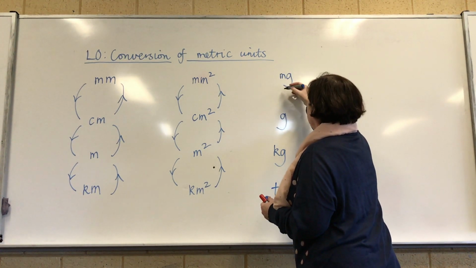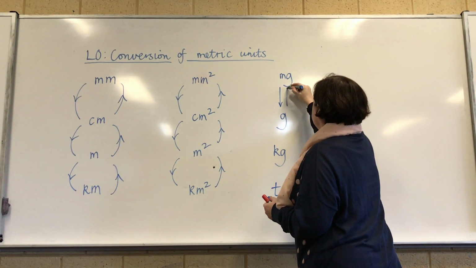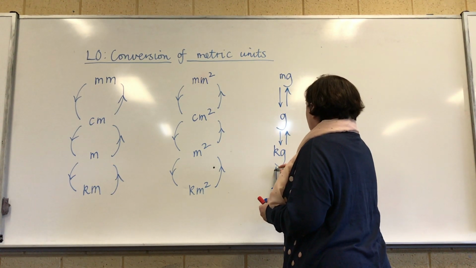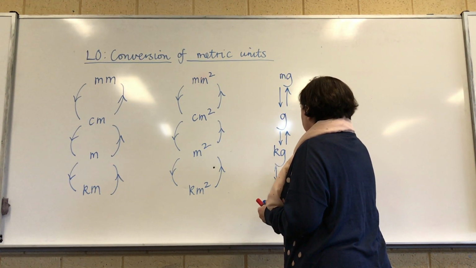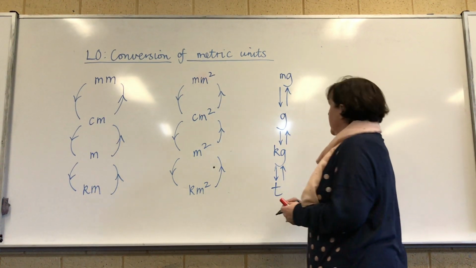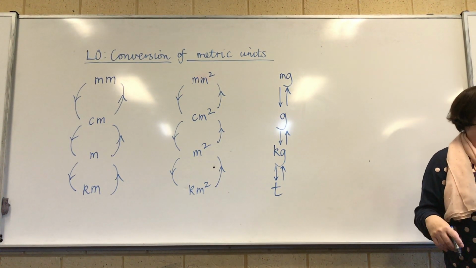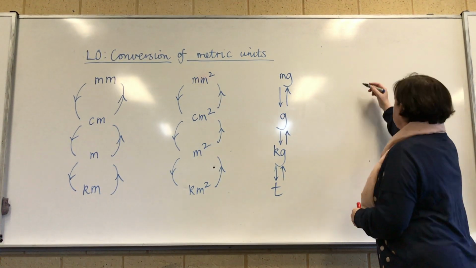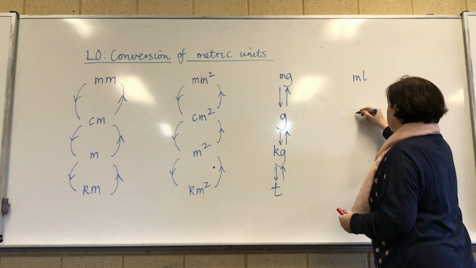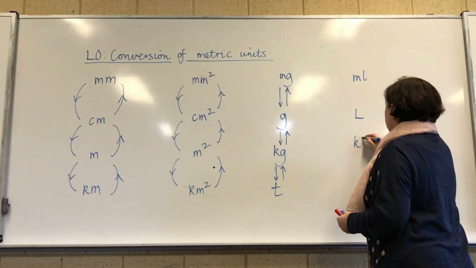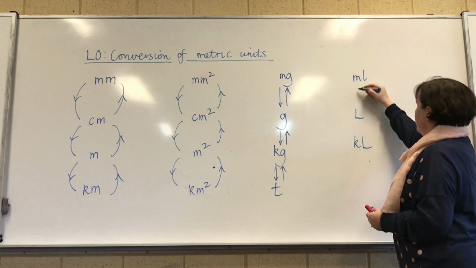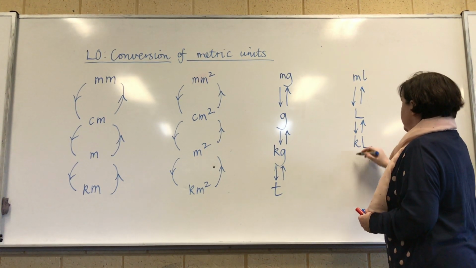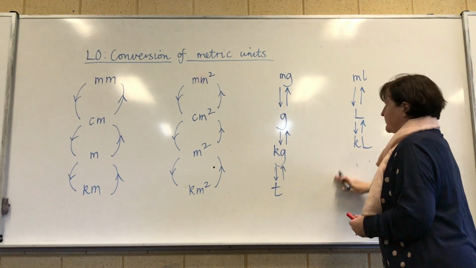So, I'm going to just do arrows like this for these ones because reason being that these are all the same. You have to do the same thing because they all have the same relationship with each other. Then over here we'll have millilitres, litres and kilolitres. Okay? These also have the same relationship with each other.